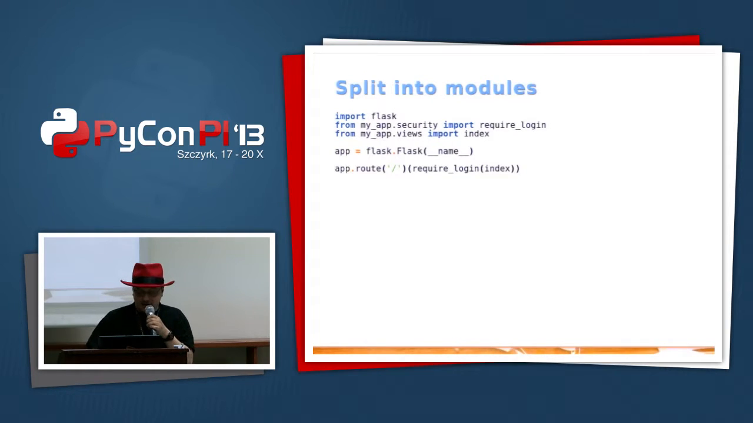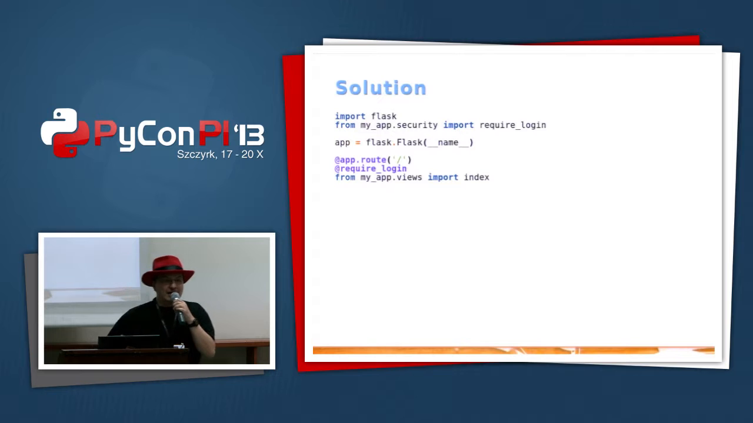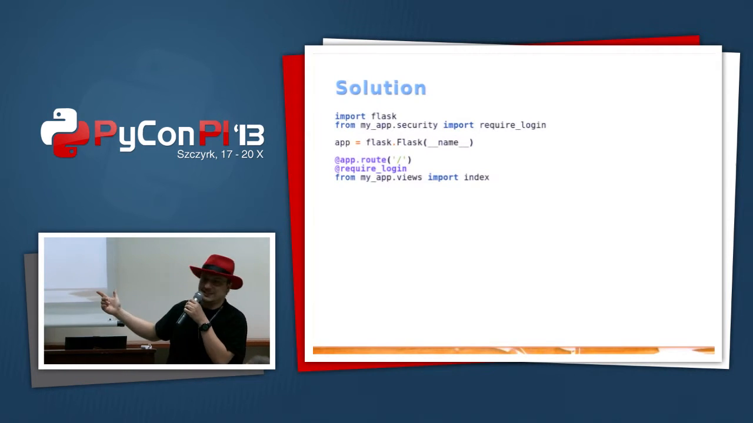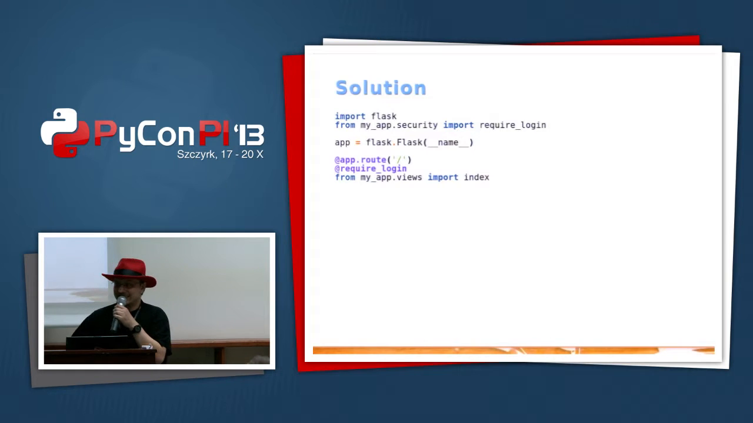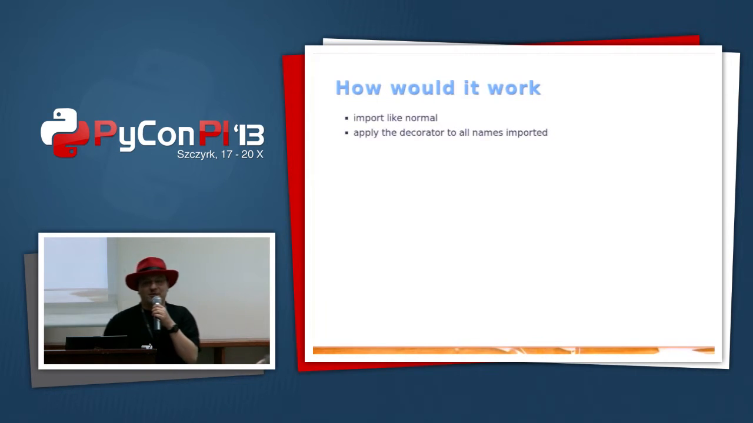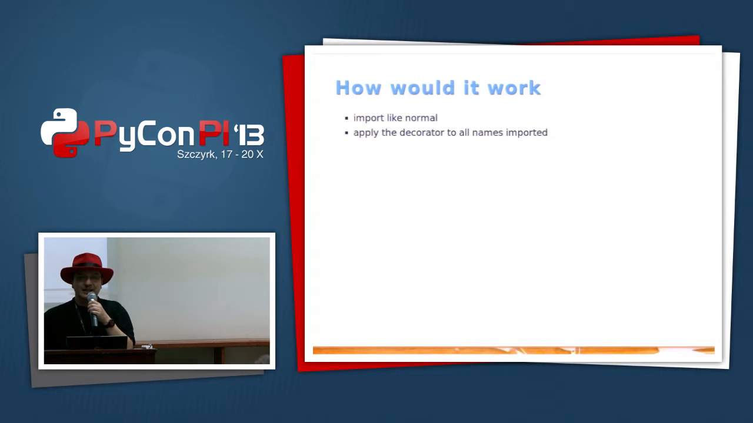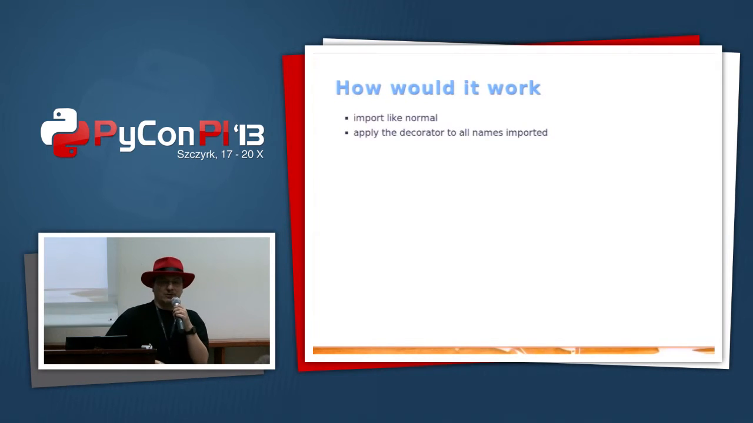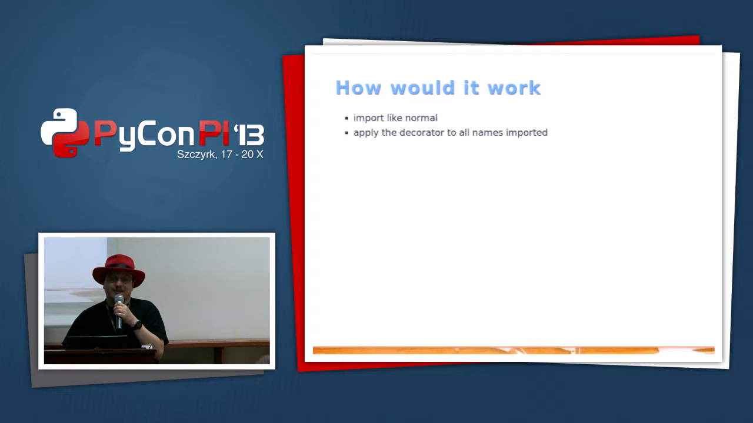So why not introduce into Python an import decorator, so you can decorate your imports just like this? How would it work? Basically, it would import the thing like normal and then call the decorator on that thing and replace that thing with whatever it returns, like with normal decorators.